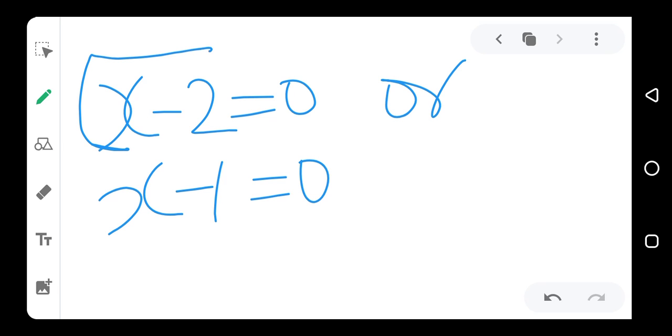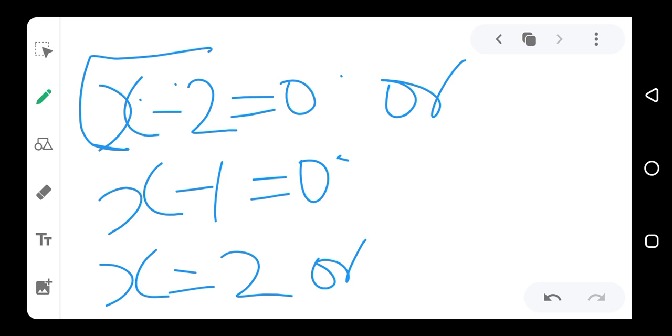For this one, now for x to stay alone, then 2 has to come to this side. That means that x is equal to plus 2, that is 2. So for that side, x is equal to 2. Or for the second one, if x stays alone, the minus 1 will come to this side and becomes plus. So x is equal to plus 1, which is 1. So x is equal to 2 or 1. So this is what will make the equation equal to 0.